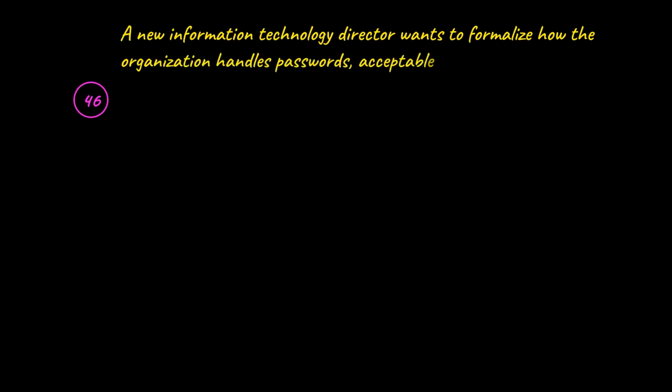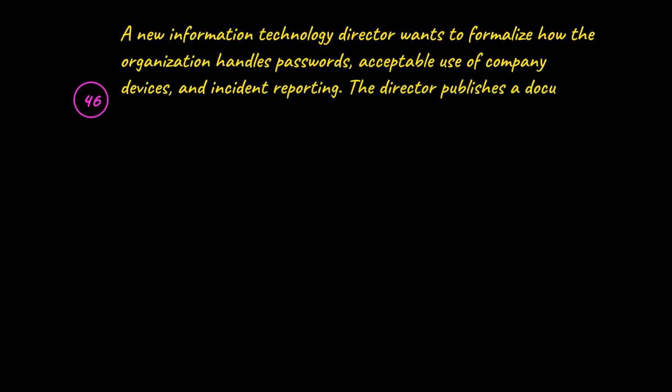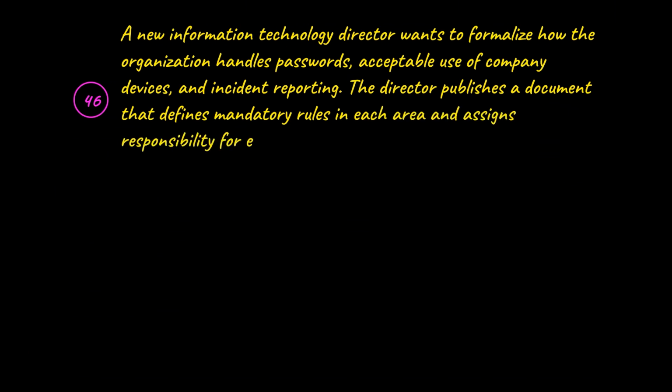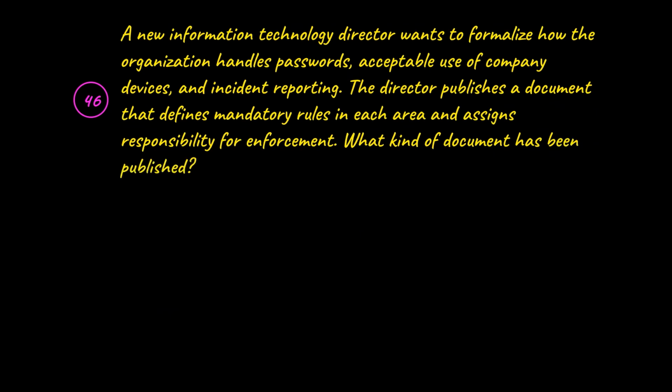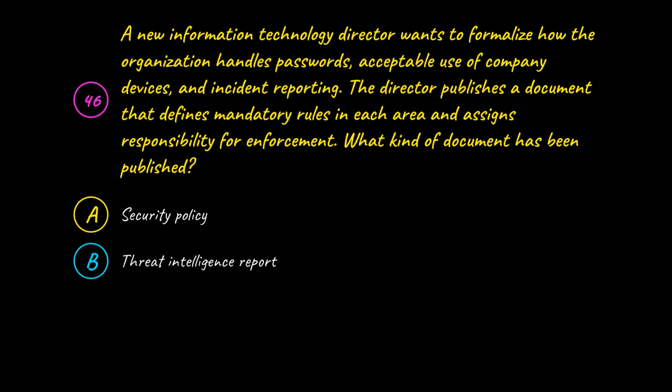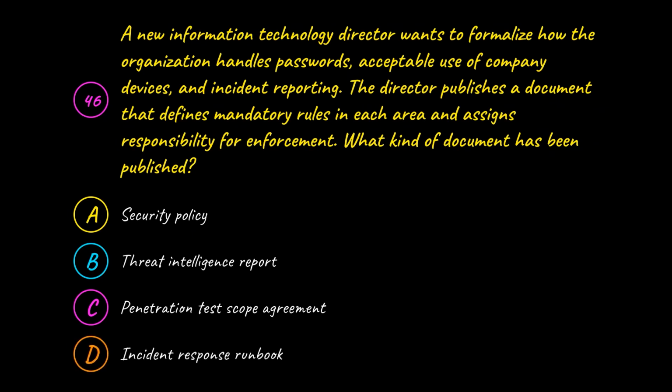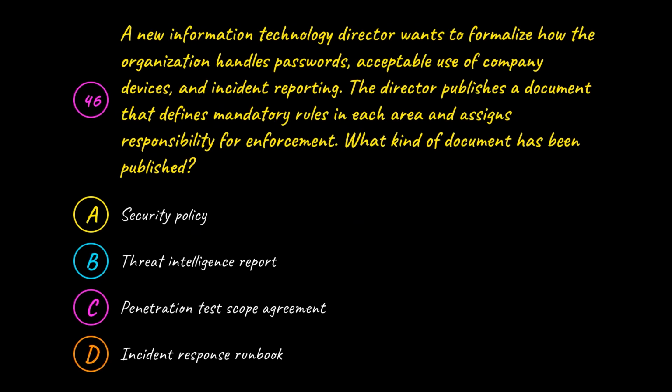Question 46. A new information technology director wants to formalize how the organization handles passwords, acceptable use of company devices, and incident reporting. The director publishes a document that defines mandatory rules in each area and assigns responsibility for enforcement. What kind of document has been published? Your options are A. Security policy, B. Threat intelligence report, C. Penetration test scope agreement, D. Incident response runbook. Which would you go with? Lock it in before the reveal.